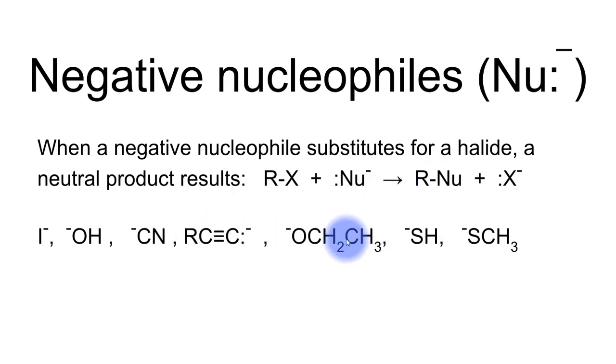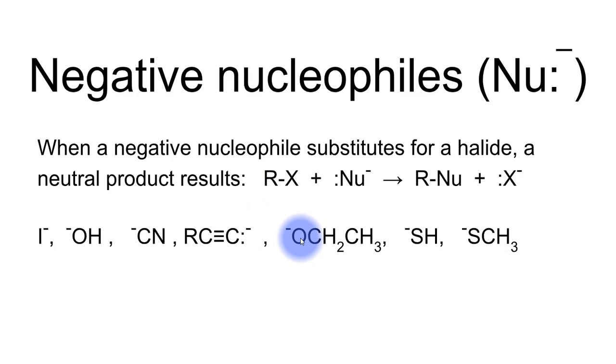There are others, but these are the main types. And so you can imagine what would happen if we replaced the X with each of these things. So replace the X with an iodine, you get an alkyl iodide. Replace the X with an OH, you get an alcohol. Replace the X with a cyanide, you get what's called a nitrile. You replace the X with an alkynyl group, and you get an alkyne.